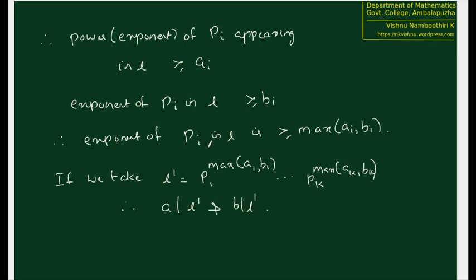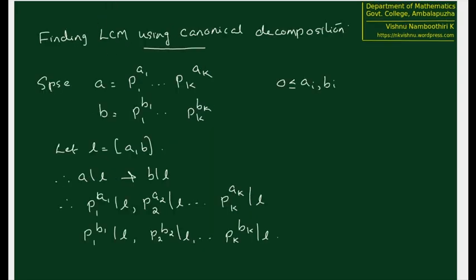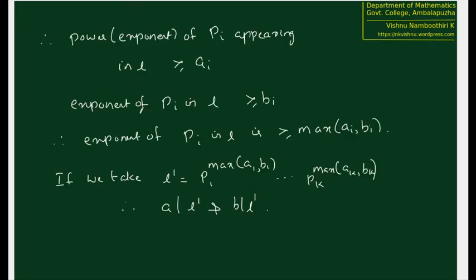We have already seen that for something to be a common multiple, this is not really required here. If L is a common multiple, that is more than enough. Let L, we are just removing this, be a common multiple of A and B. This is more than enough. So A divides L, B divides L, etc.